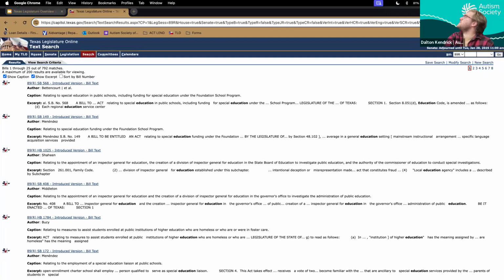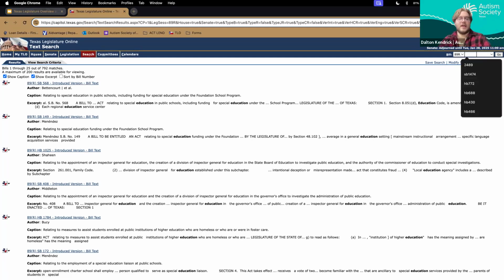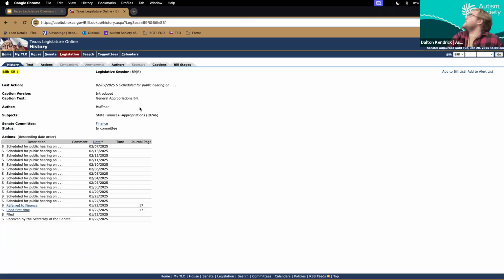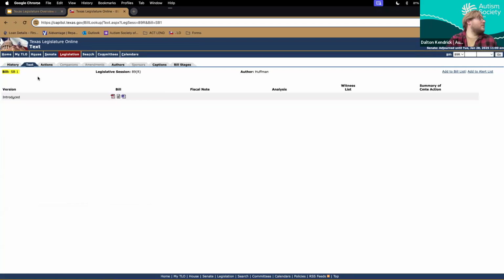Different things like that, or up here in the top right corner, you can do, like, SB 1, for example. This is the bill for the budget. So you can see where it is currently. Current status is it is in the Finance Committee, which is great. You can look up specific text for the bill.